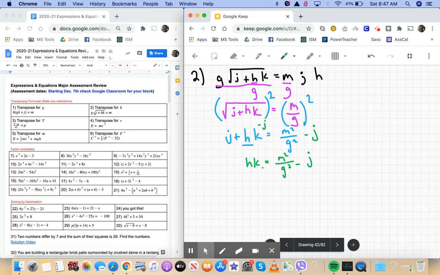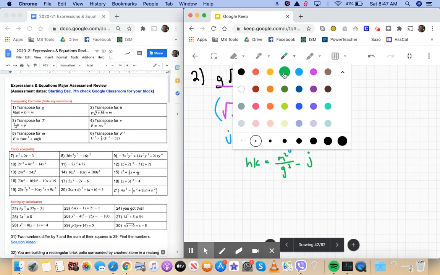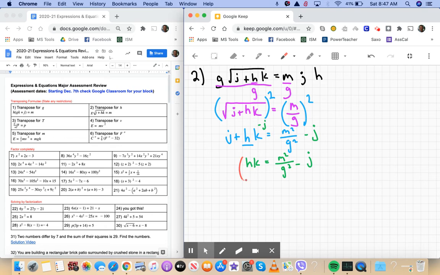Okay, and then pretty simple, we just got to divide everything by k. So when we do that, it's the same as multiplying by 1 over k. Okay, so I'm going to show it that way, actually. Let's times this by 1 over k. We're going to do that to each part here. So times it by 1 over k, times it by 1 over k. Okay, so this becomes h is equal to m squared over g squared k minus j over k.